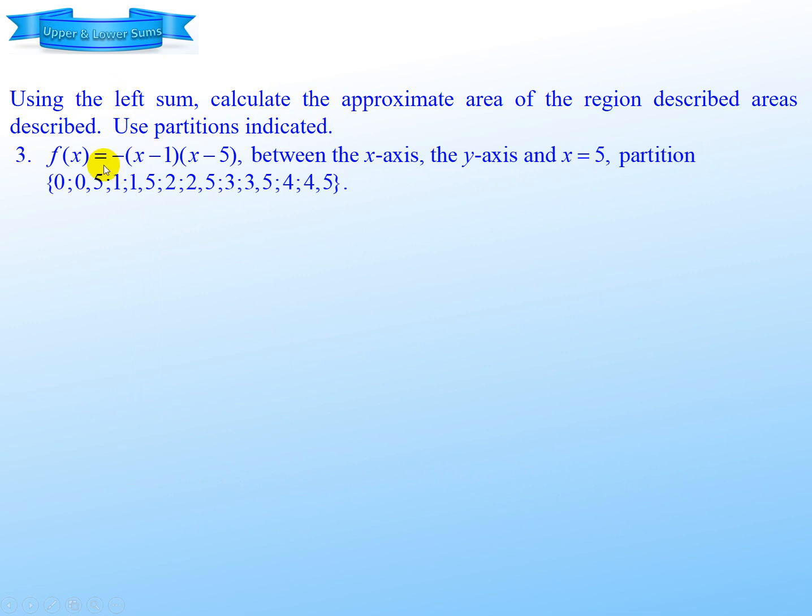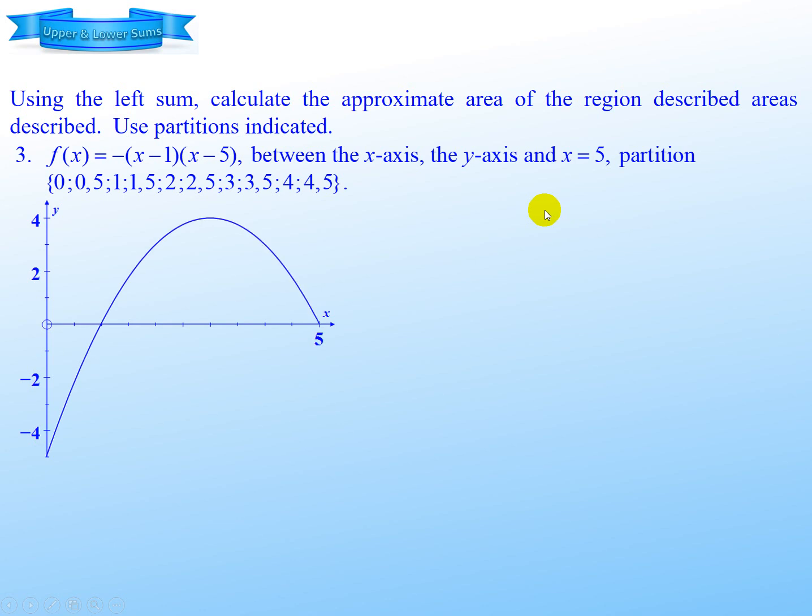Let's have a look at this one. F of x equals minus of x minus 1, x minus 5, between the x-axis, the y-axis, and x equals 5. There we are. So between the x-axis, the y-axis, and x equals 5. Partitions from 0 to 5.